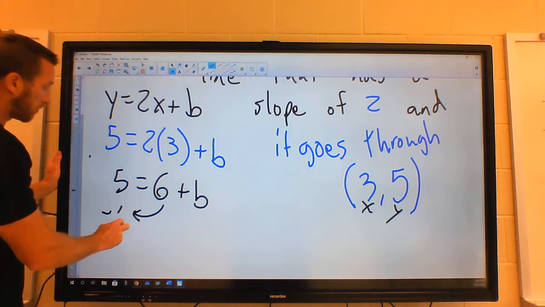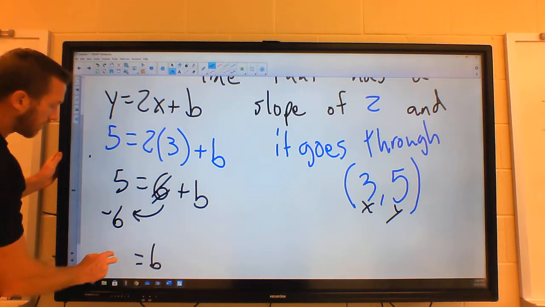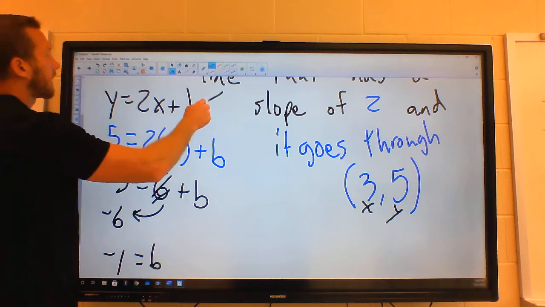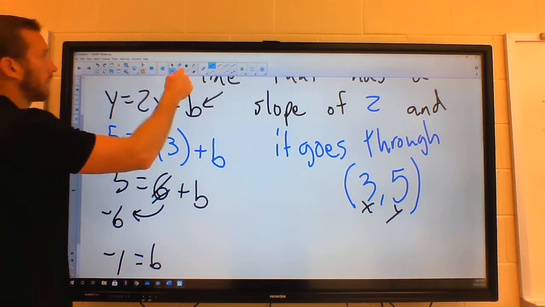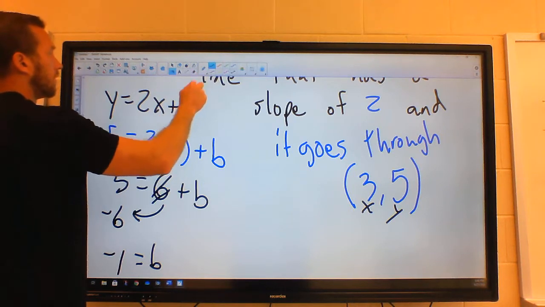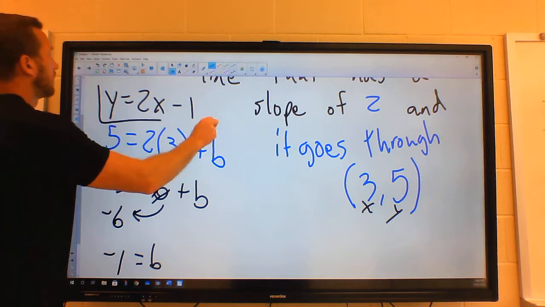Move this over by subtraction. B equals -1. And now we can go back and substitute that in for b. Plus, we'll just say -1.